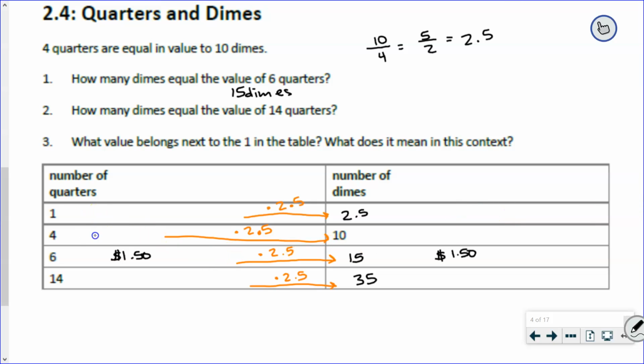What is the value of 4 quarters, Aiden? $1. And what is the value of 10 dimes? Also $1. Again, I love that we can check our answers here by looking at this quantitatively and really looking at the value of these amounts. Okay. How many dimes is equal to the value of 14 quarters? So we have 14 quarters, and that would be 35 dimes.